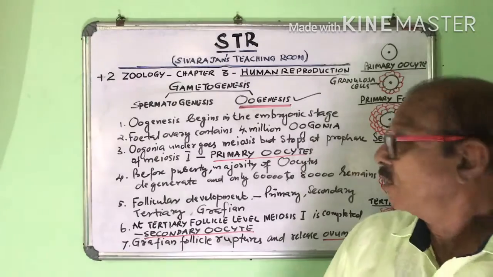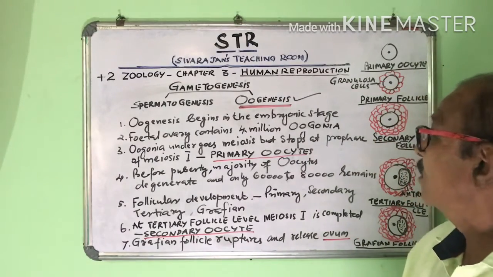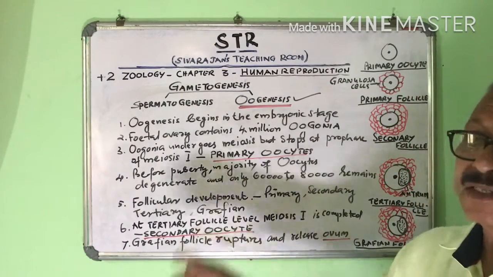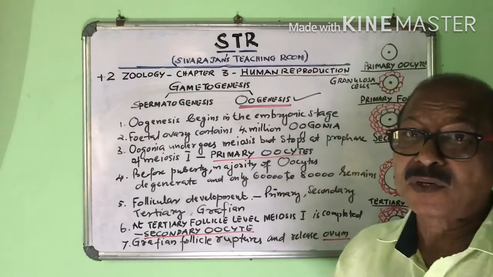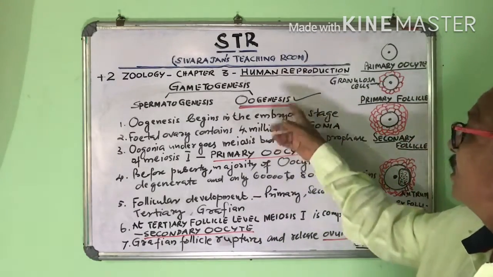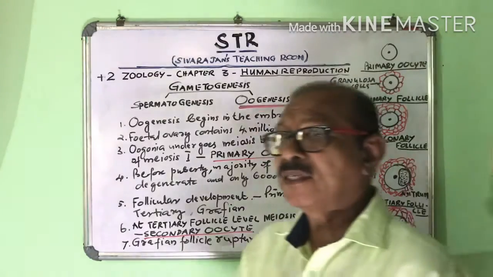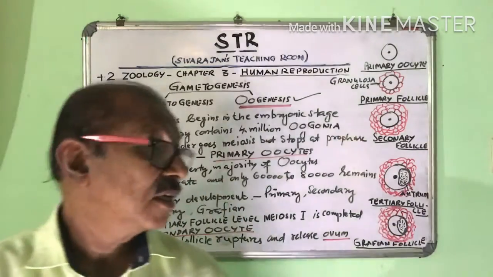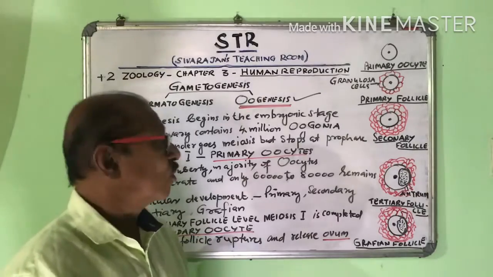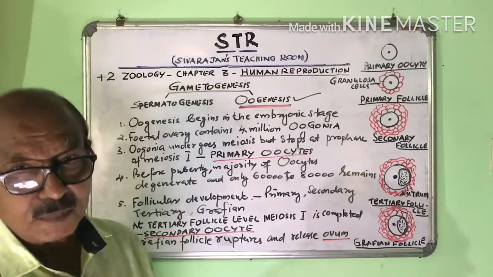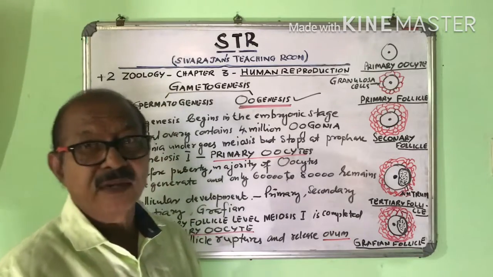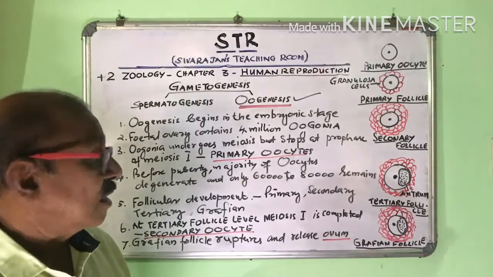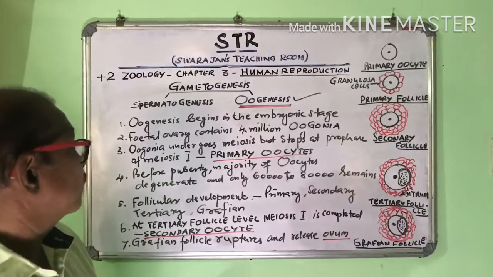In the last episode, we had discussed spermatogenesis and the structure of sperm. Here in this episode, we will discuss oogenesis. So what is oogenesis? Oogenesis is the process of formation of ovum. The process of formation of ovum or egg or female gamete is called oogenesis.